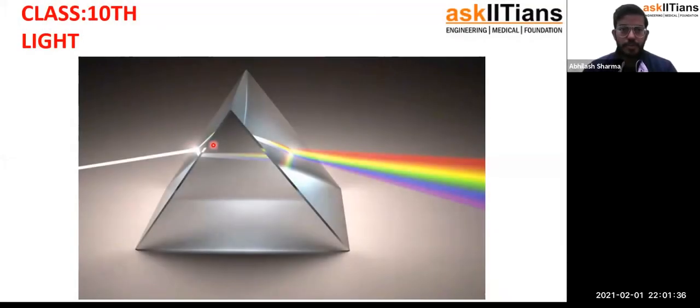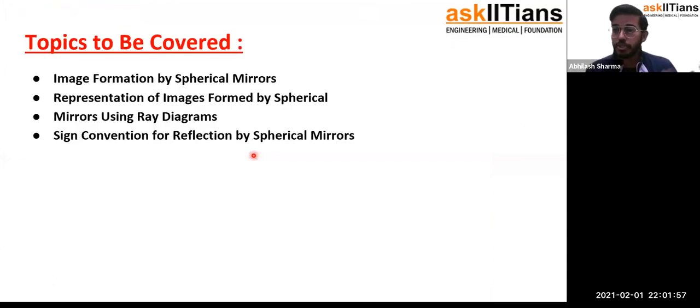So hello everybody, we are back with lecture number 2 on the topic light. If I recall correctly, in the last lecture we learned about image formation by a plane mirror. We also learned about the types of images, real image and virtual image, right? And the image formation came out to be pretty amazing with a plane mirror.